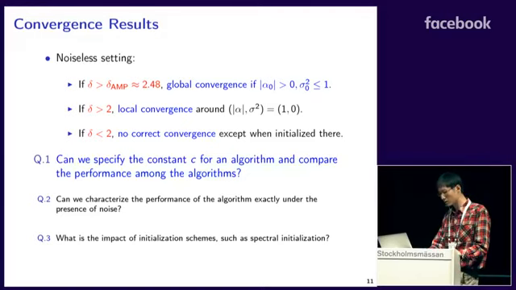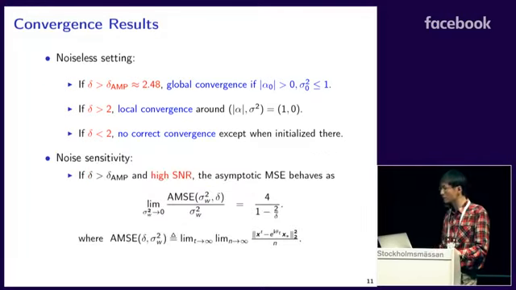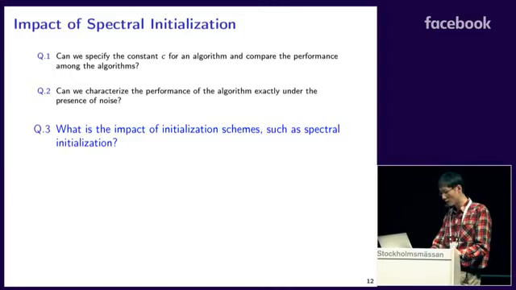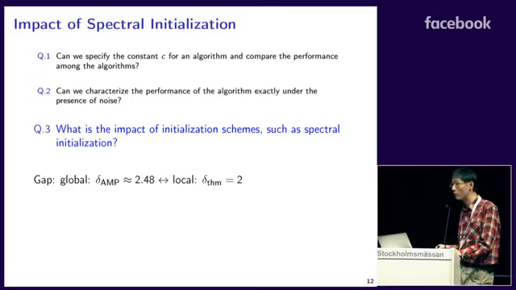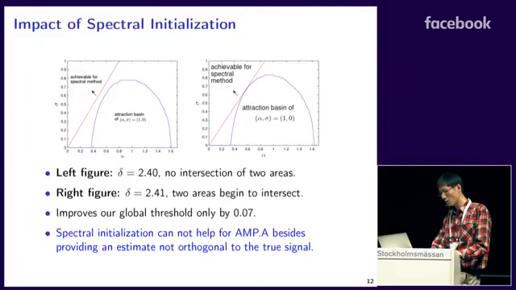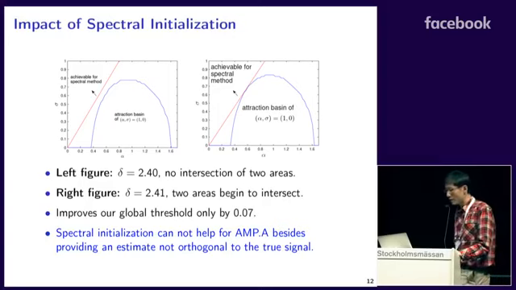Now, I'll begin to answer question 2, which I refer to as the noise sensitivity results. That is, in a high SNR regime, we can characterize exactly how much the asymptotic MSE can be amplified by the variance of the noise. And finally, I want to answer the final question: what is the impact of the initialization scheme? Remember, there's a gap between the global convergence and the local convergence, which is about 0.48. Now, the question is, can spectral initialization close that gap? Well, let's look at this figure. On the left-hand side, I plot the figure for delta equals 2.4, and the right figure is for delta equals 2.41.